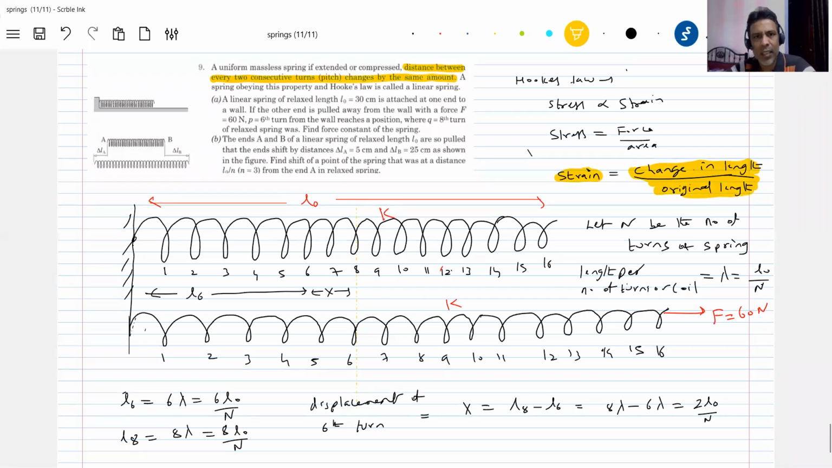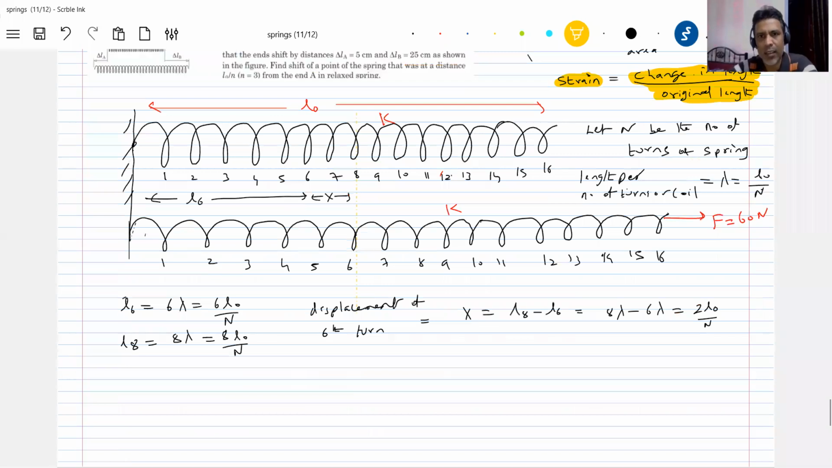So what do you mean by this? The distance between every 2 consecutive turns changes by same amount. It means the strain in any part should be equal to the total strain of the spring, or the strain in one part should be equal to the strain in the other part of the string, or the strain in one part of the string should be equal to the strain in the total string. So here the strain in one turn, this is what the question itself has explained, that I'm going to interpret here now. Strain in one turn.